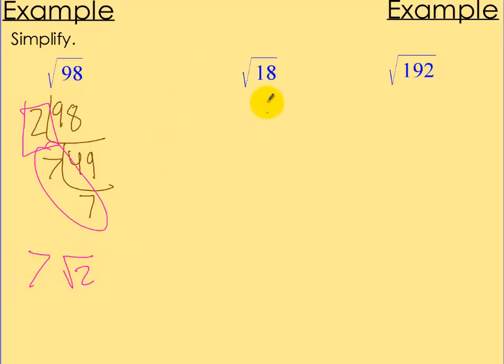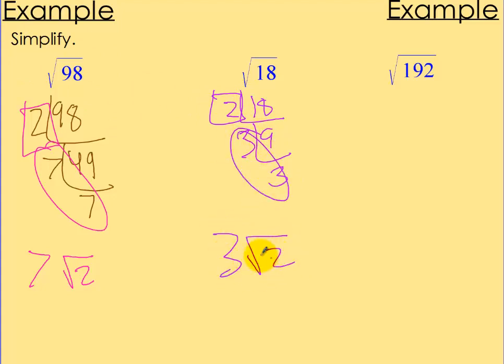For 18, I can divide it by 2. I get a 9. And that's 3 and 3. And for 18, I have a lone 2. And I have a pair of 3's. So I get 3 radical 2.